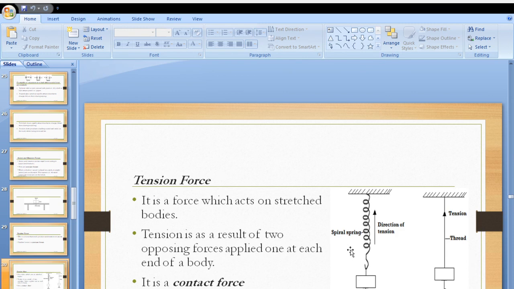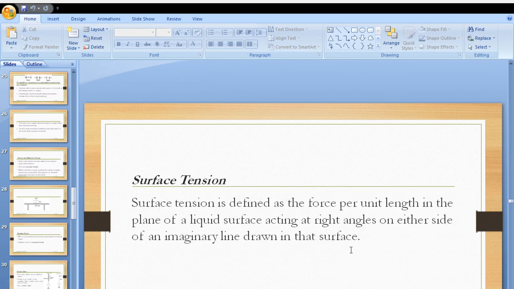So next time, we start from surface tension as our force. So check my next video about surface tension.